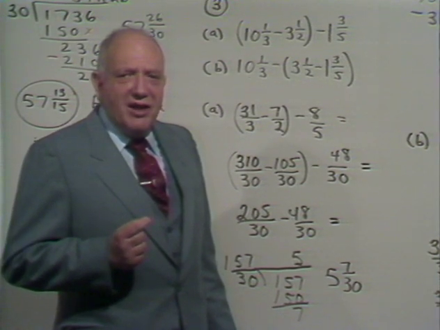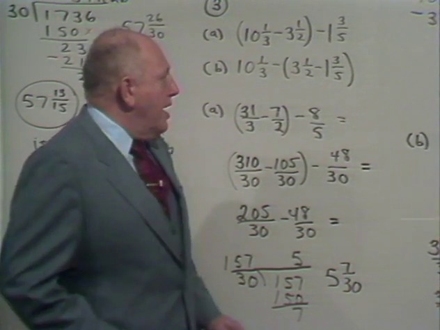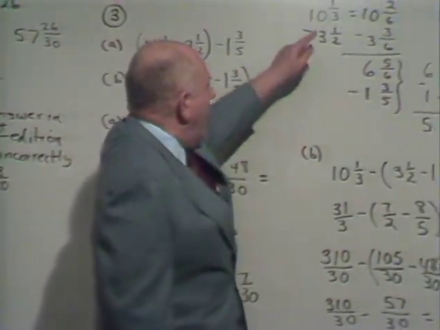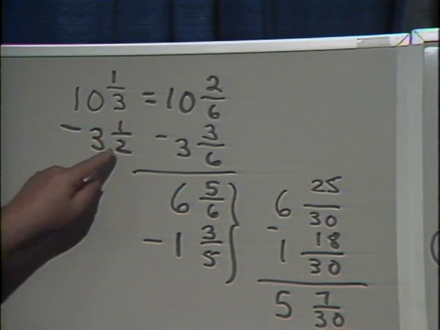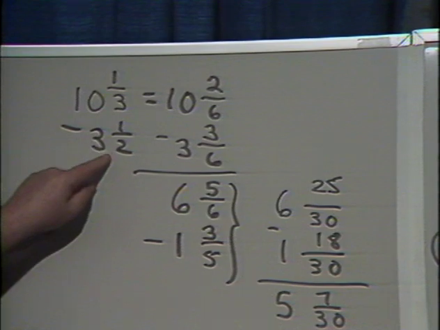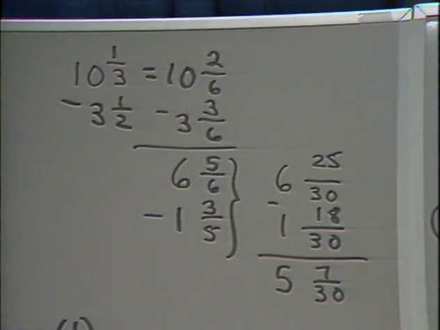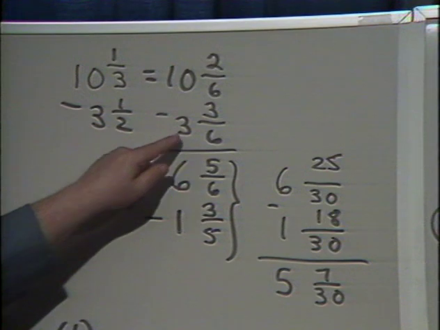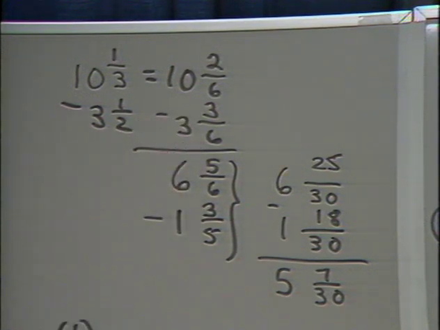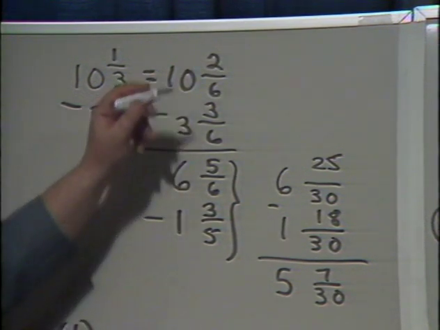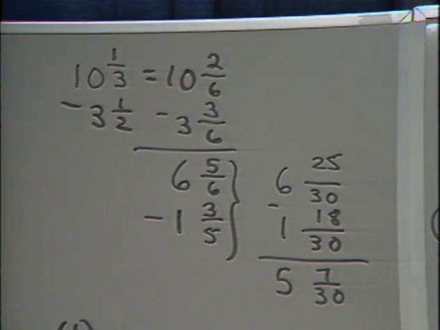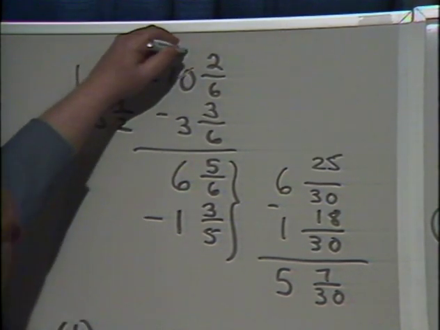And again, since this is a subtraction problem, you could have done this the same way as we did the addition problem, but you have to be careful. In other words, what you could have said is, look, 10 1/3, and I want to take away 3 1/2. A common denominator for 3 and 2 is 6. So 10 1/3 is the same as 10 2/6. 3 1/2 is the same as 3 3/6. Now you go to subtract. You can't take 3/6 from 2/6. So you go over here and you borrow.